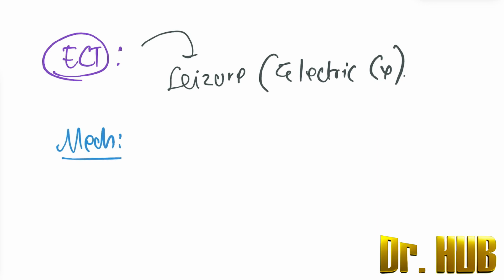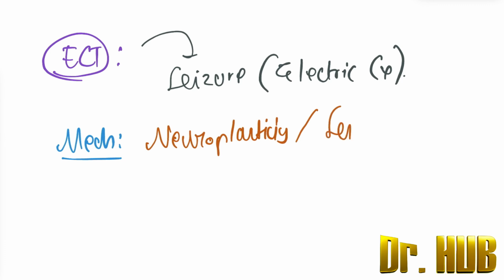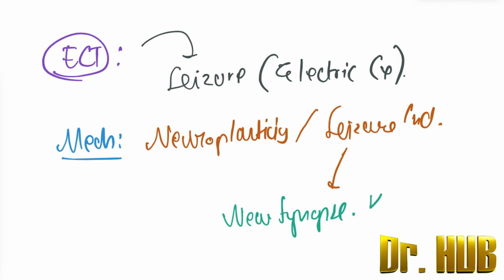Under mechanism, it includes neuroplasticity. In ECT, there is neuroplasticity, and it also induces seizures. It promotes new synapse formation, so there is new synapse formation. Next, we move on to the advantages of ECT.